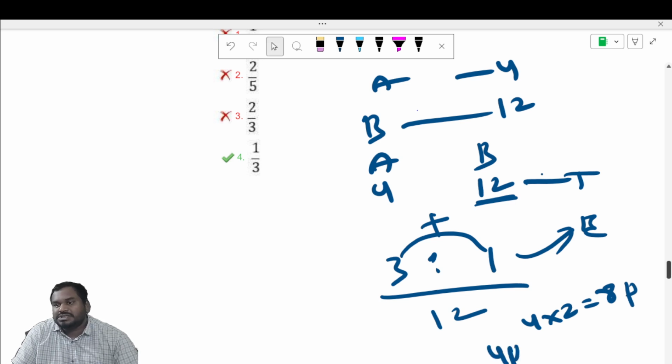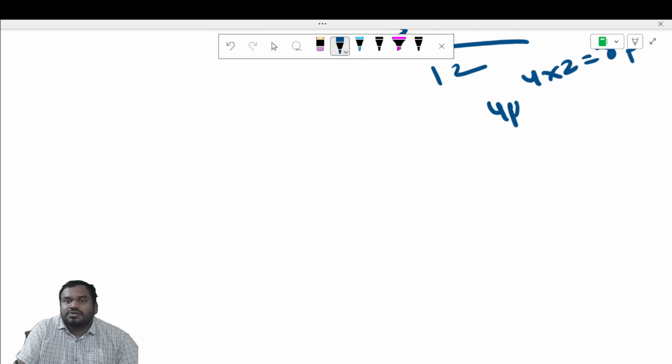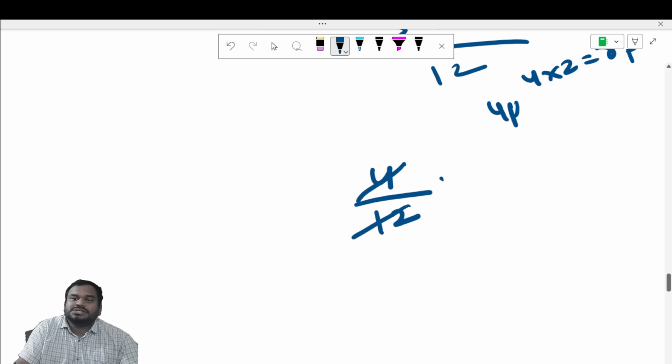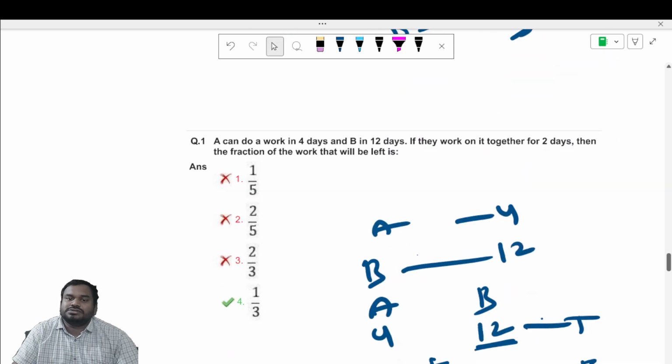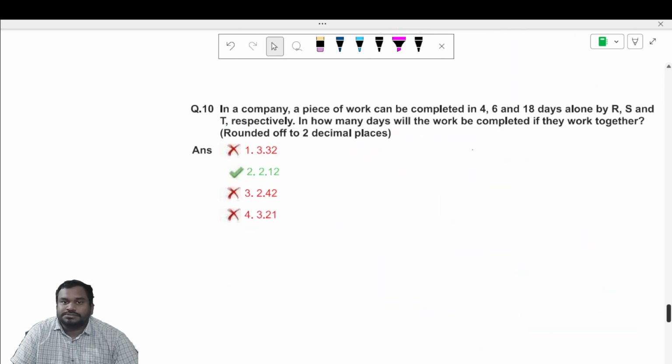What is the question? The fraction of the work that will be left. 4 parts of the work are left out of 12 parts, so 1 by 3 is the fraction. Total should come at the bottom, and the work to be done is placed on top. Okay, and next question.